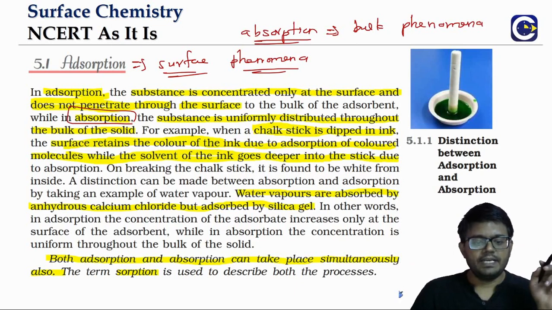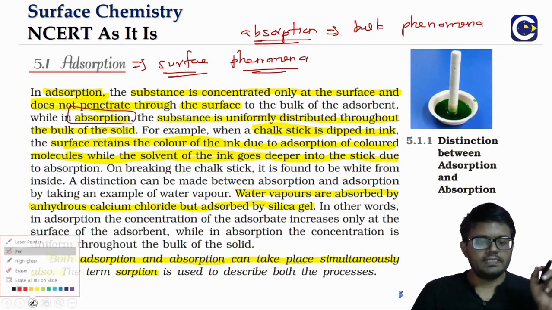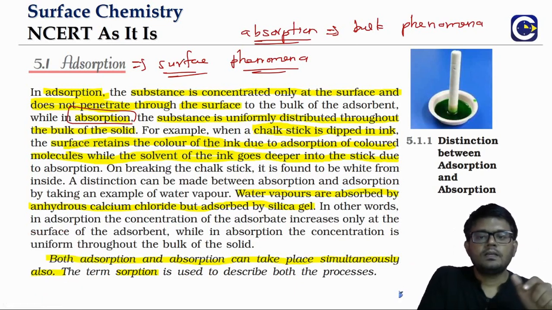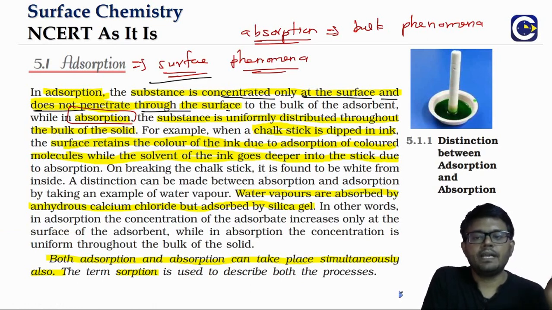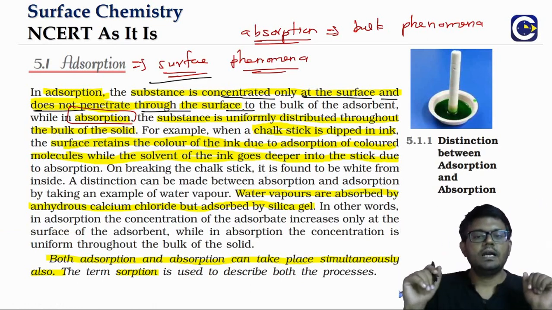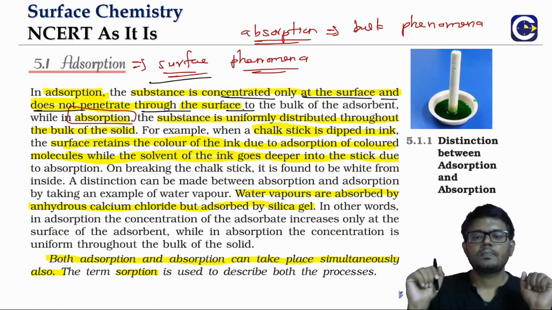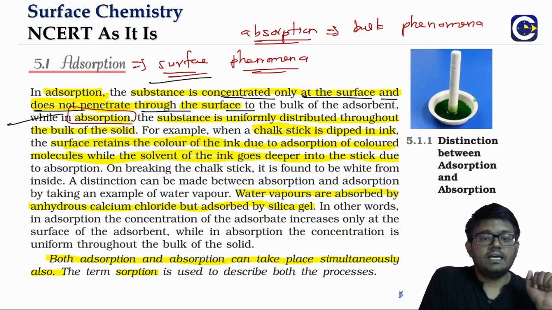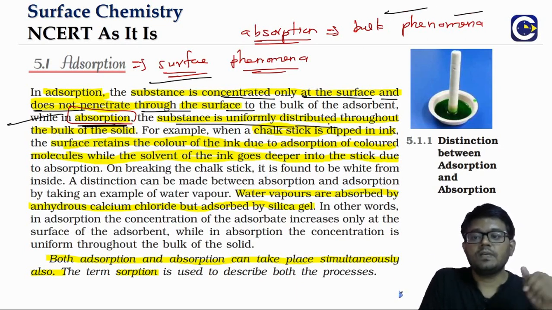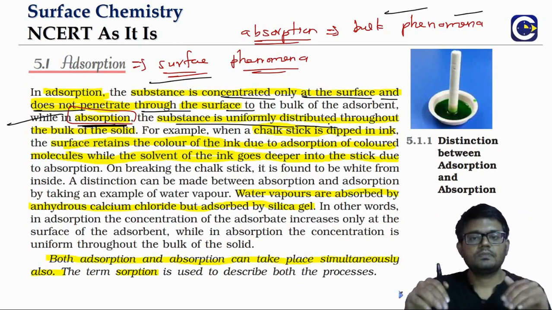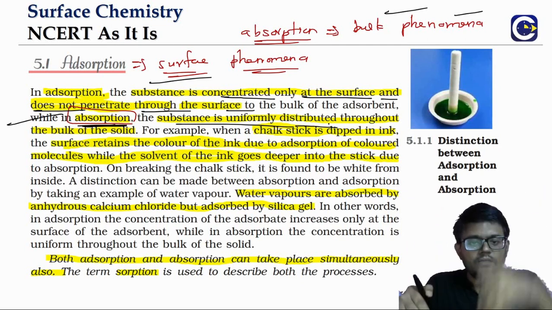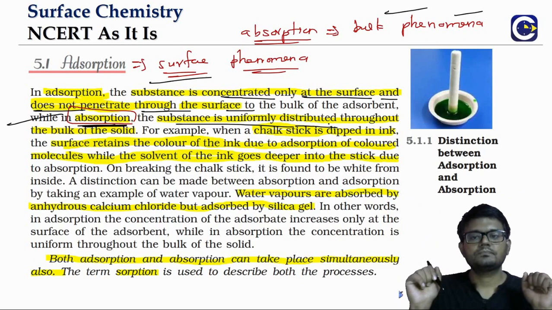In adsorption, which is what we are discussing, a surface phenomenon, the substances will be concentrated only at the surface and don't penetrate into the bulk of the adsorbent. They don't go inside, they will be only on the surface. Whereas in absorption, which is the bulk phenomenon, the substance will go into the bulk. The molecules will go into the bulk of the solid.